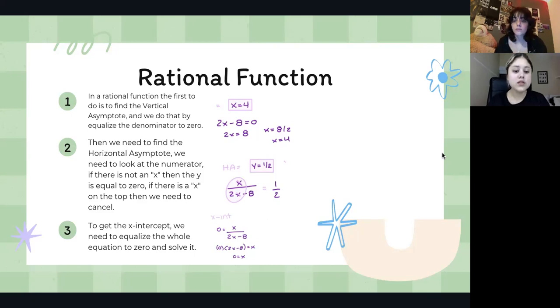To get the x-intercept, we need to equalize the whole equation to 0 and solve it. In this case, we can see that x is equal to 0.